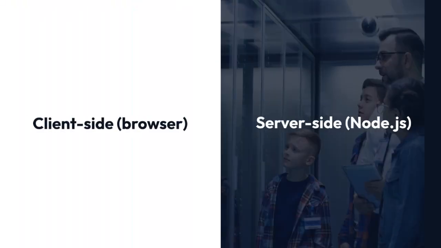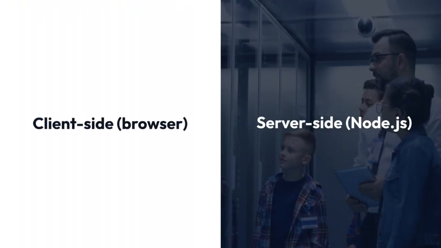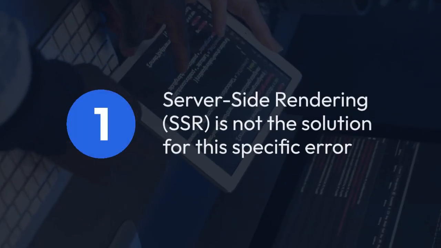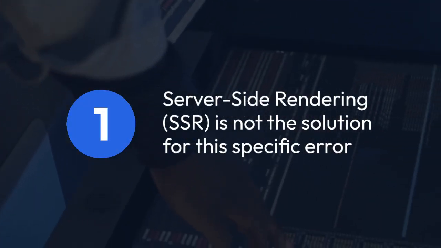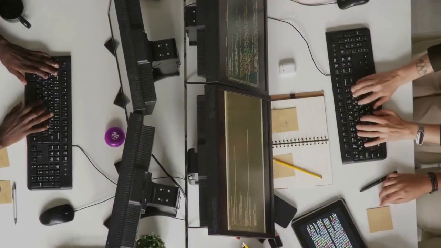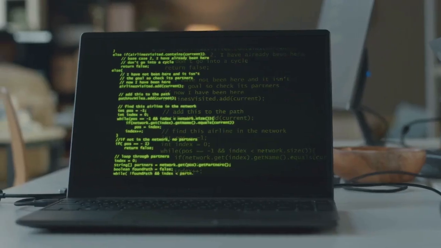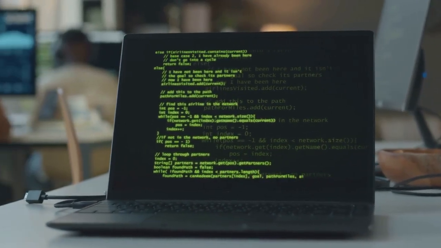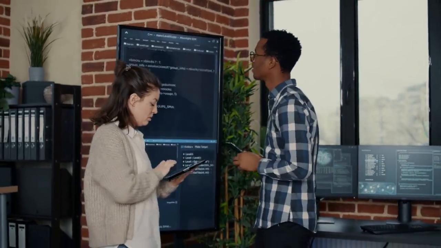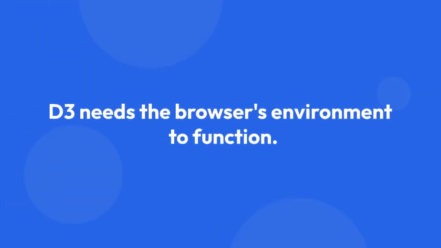The solution is to understand the separation of concerns between client-side browser and server-side Node.js code. 1. Server-side rendering, SSR, is not the solution for this specific error. While SSR might seem relevant, the problem here isn't about rendering the initial HTML. The issue lies in trying to use D3's DOM manipulation functions on the server. D3 needs the browser's environment to function.